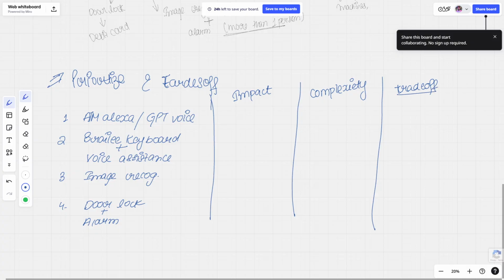Telling the trade-offs is a good sign of product thinking, because you must have an understanding of what could go wrong with our solutions, and this gives a better sense of product understanding to the interviewer.